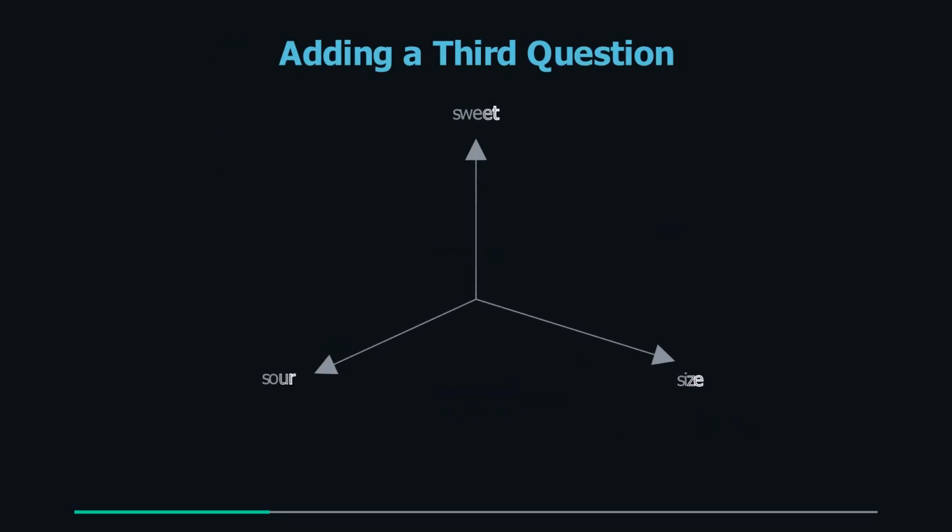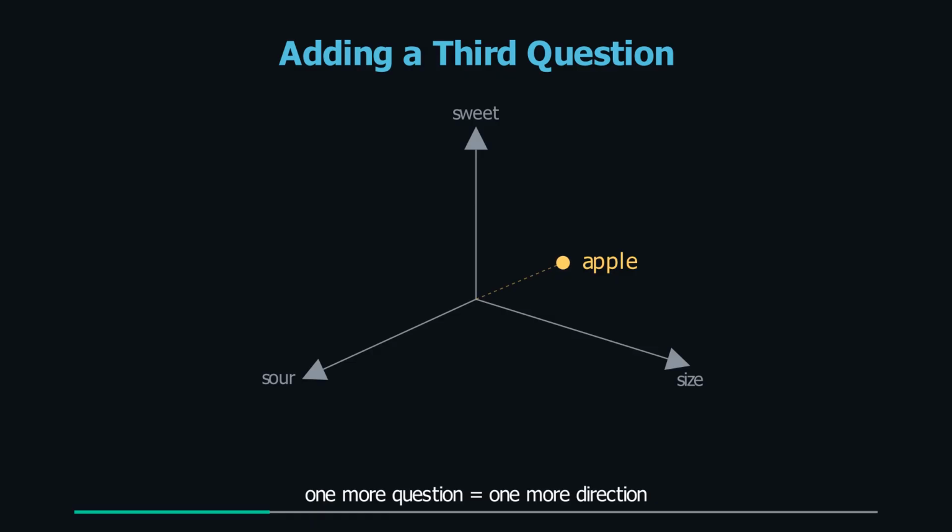What if we ask a third question, like how sour is it? Now each fruit needs three numbers instead of two, and our flat map becomes a cube. Same idea, just one more direction to place things in.